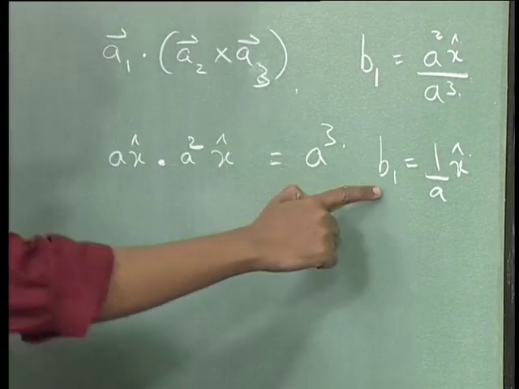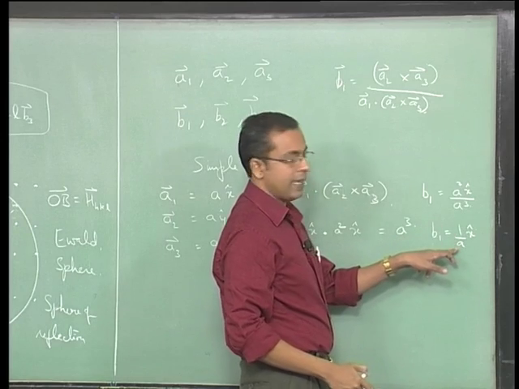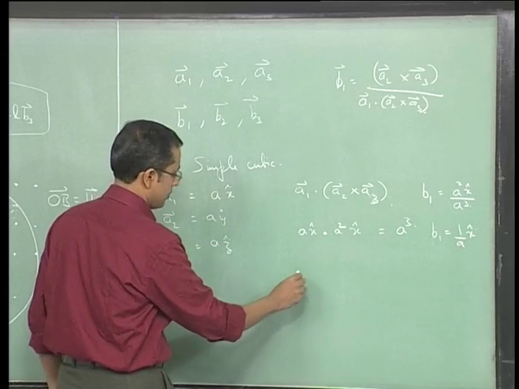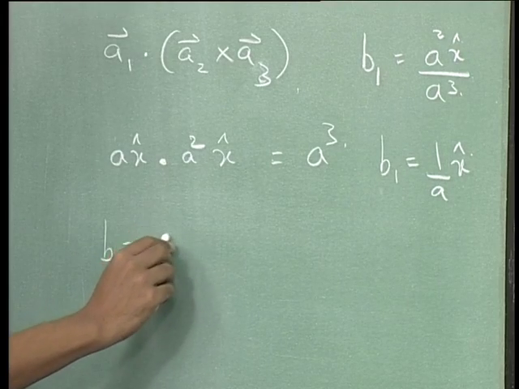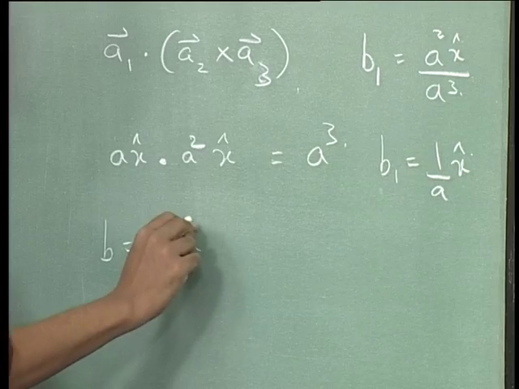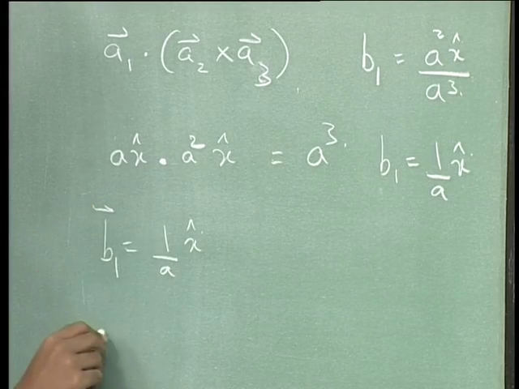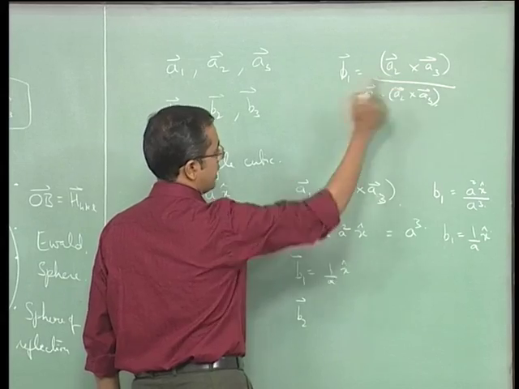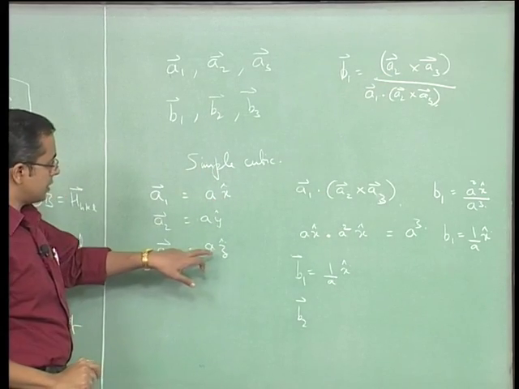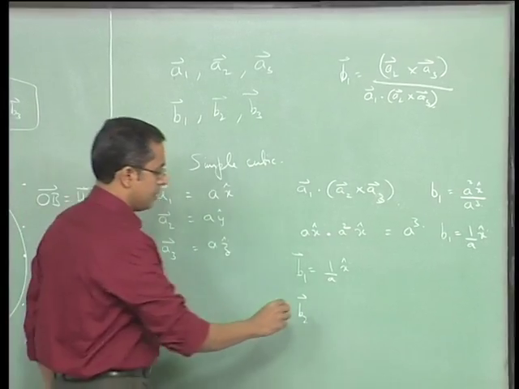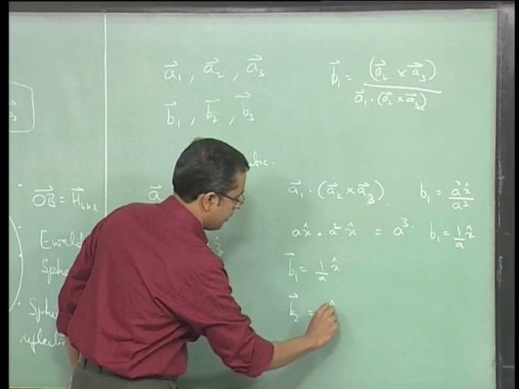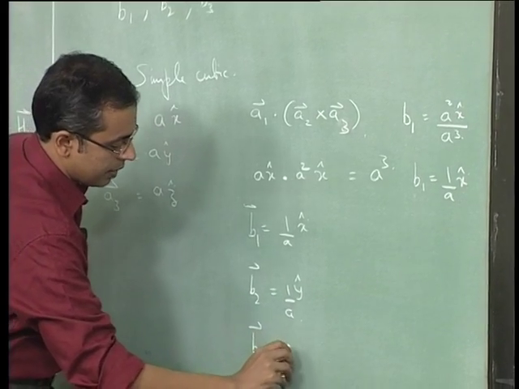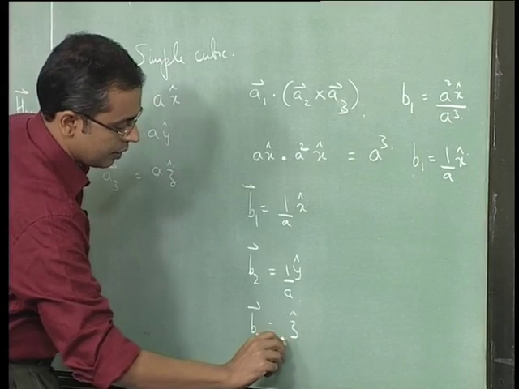In other words, B1, the reciprocal lattice vector, has the dimension of 1 by A and the direction is still x. Then similarly B2: if you did the same analysis, you will have A3 cross A1. A3 cross A1 is Z cross X, which is Y. So it will become Y cap 1 by A, and B3 will become Z cap 1 by A.